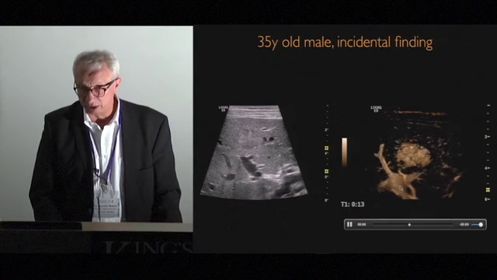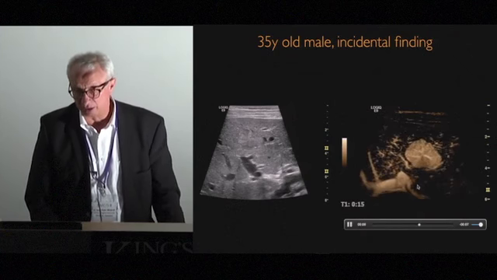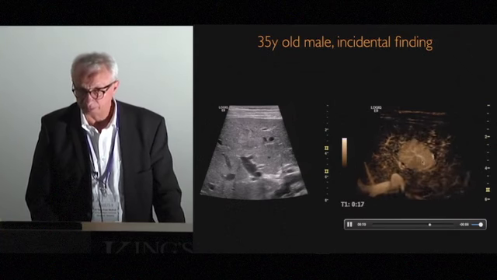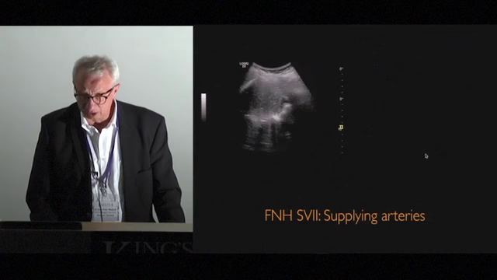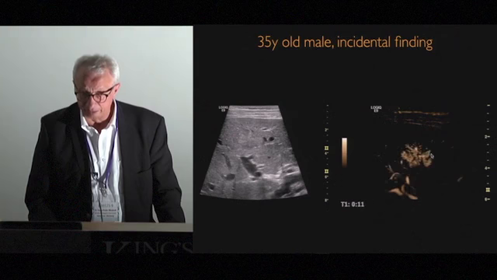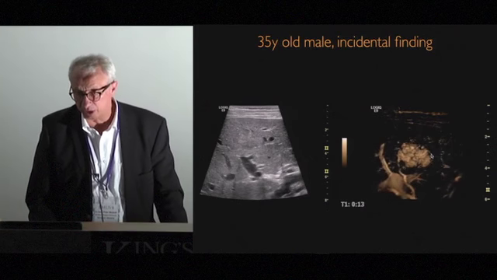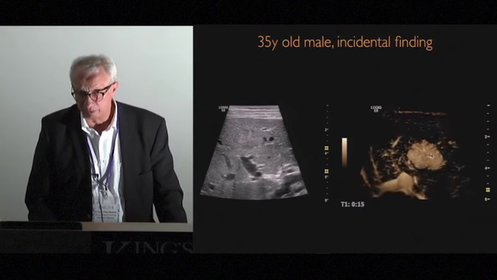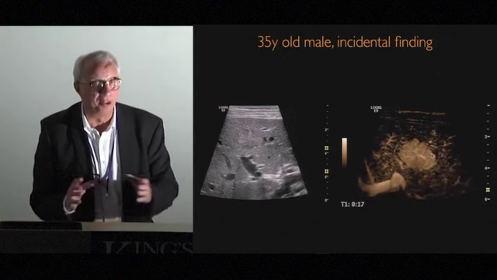You can see the arteries. They have a higher concentration of bubbles in the beginning. And you can see the stellate pattern of the vasculature, or the vessel morphology, in the FNH. Very nice to see, I think, and it's growing over time.